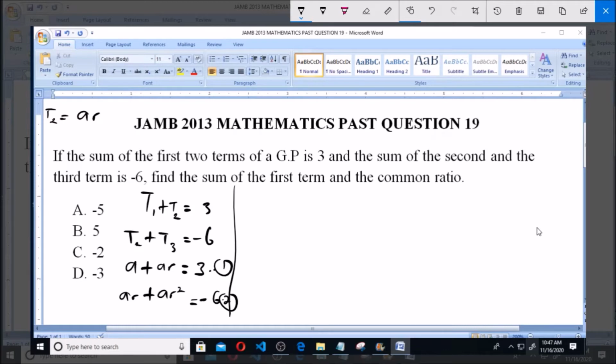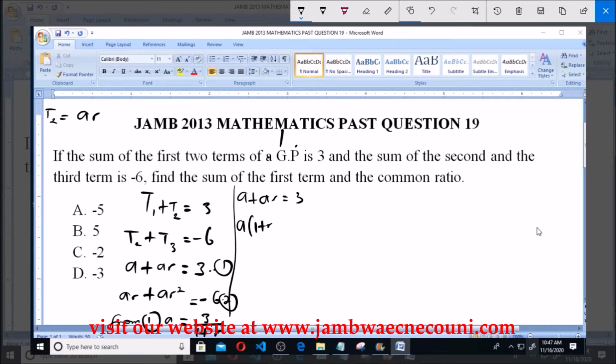So from equation 1, we have that A is equal to 3 all over 1 plus R. Now how do we get this? We got this from equation 1, where we have A plus AR is equal to 3. It simply means that A into 1 plus R is equal to 3. And so A is equal to 3 over 1 plus R. So that's how we got this.